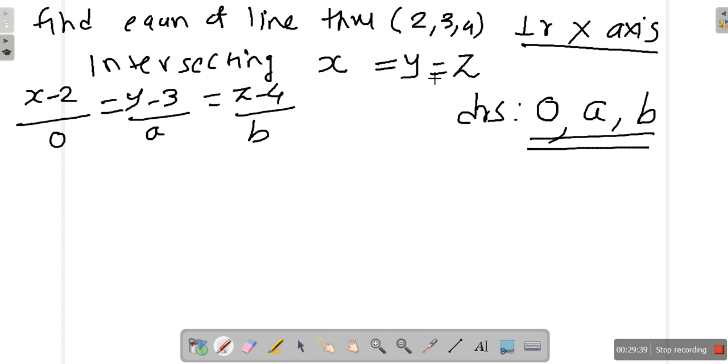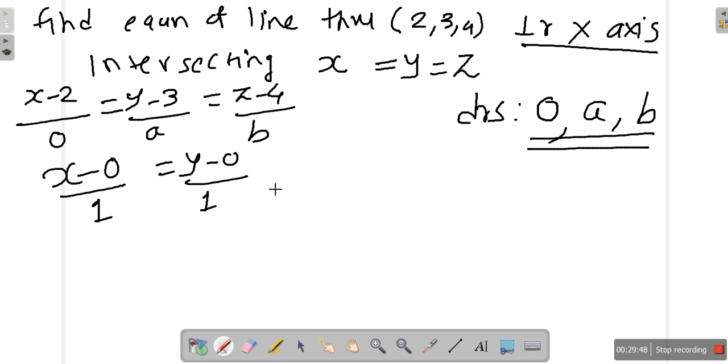It intersects line x equal to y equal to z. X equal to y equal to z can be written as (x minus 0) upon 1, and so on. Now I have told you in the first chapter part 1 that if two lines are intersecting, then they are always coplanar. So since these two lines are intersecting, the lines are coplanar. So we are going to use the funda of scalar triple product as 0.